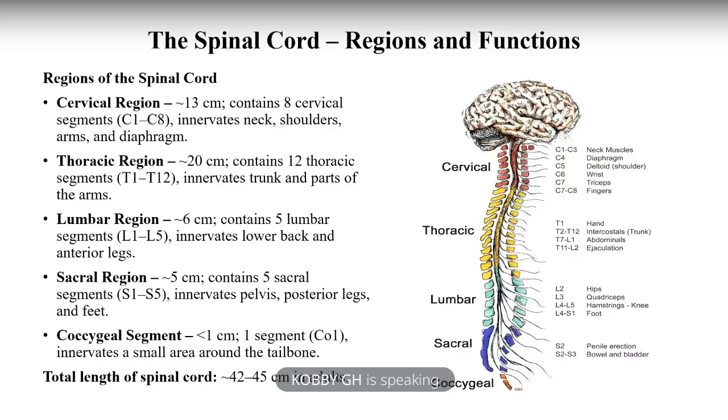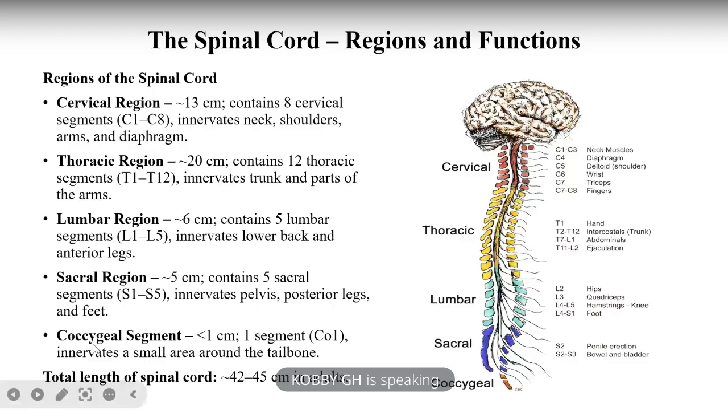Good. So the cervical region, we have C1 to C8. They innervate your neck, the shoulders, the arms, and the diaphragm. The thoracic region, about 20 centimeters. You should also know the centimeters: the length of the cervical region, the thoracic region, the lumbar region, the sacral region, and the coccygeal region, which is less than 1 centimeter.